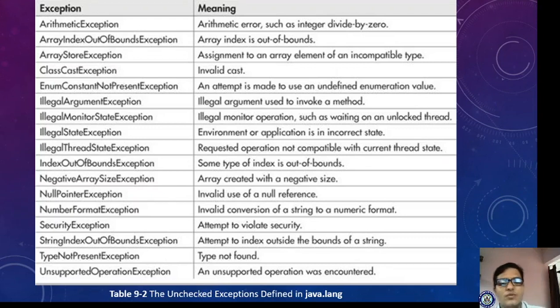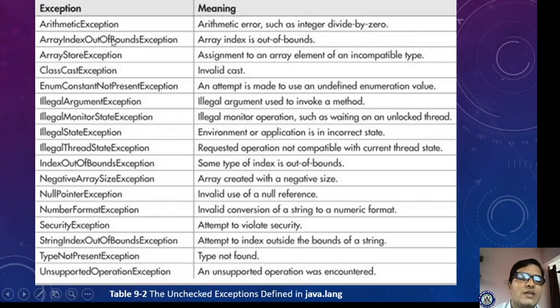Now we will see the unchecked exceptions defined in java.lang. This table you are supposed to write, and you should note at least 5 to 6 exceptions. First is ArithmeticException: arithmetic error, such as integer divided by 0. Something divided by 0 is an arithmetic exception.